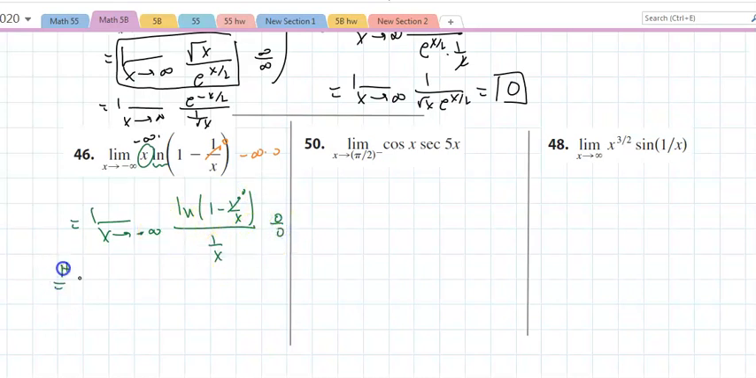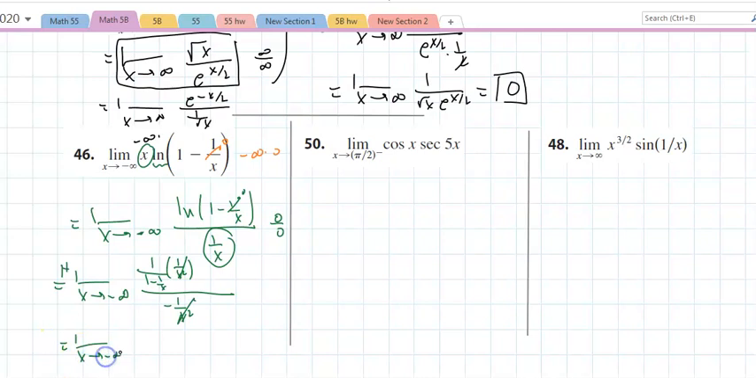I could apply L'Hopital, limit as x approaches negative infinity. Derivative of natural log is 1 over the argument times derivative of negative 1 over x, which is 1 over x squared. Derivative of 1 over x is negative 1 over x squared. Those cancel out. I'm left with the limit as x approaches negative infinity of negative 1 over 1 minus 1 over x. That approaches 0. I'm left with a negative 1. There it is.